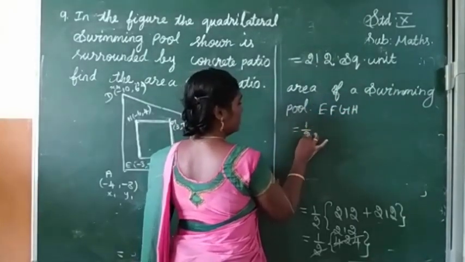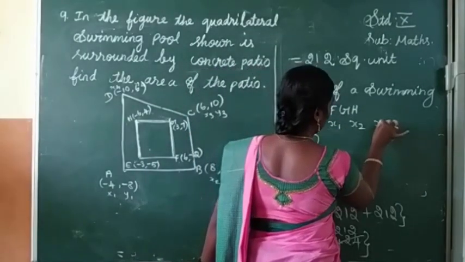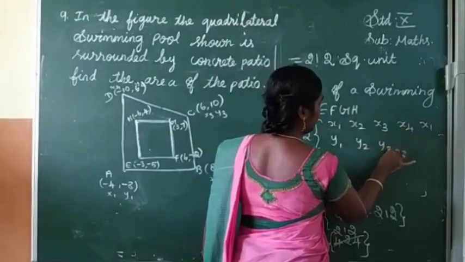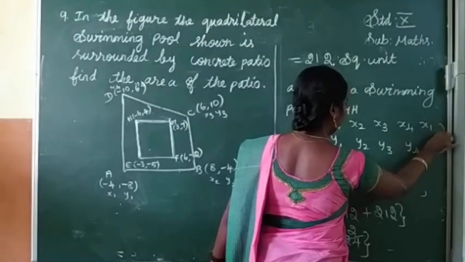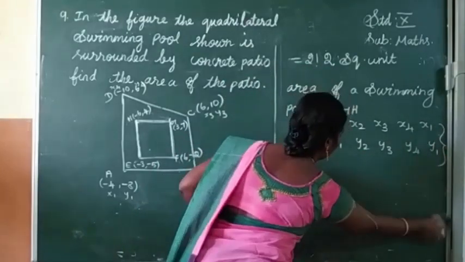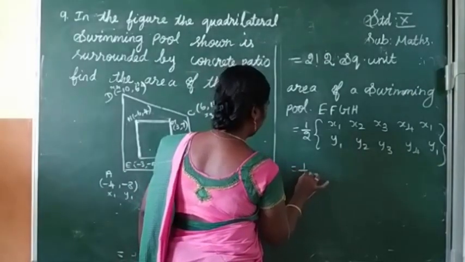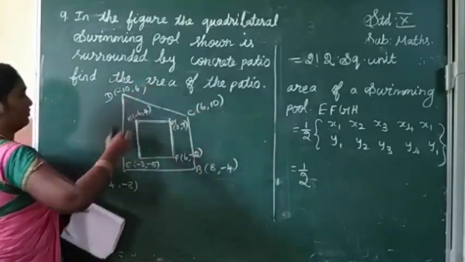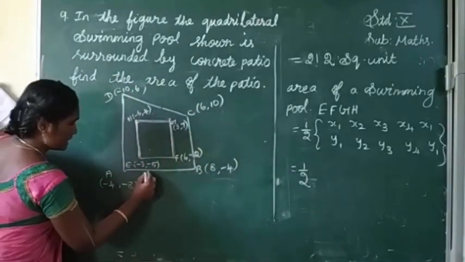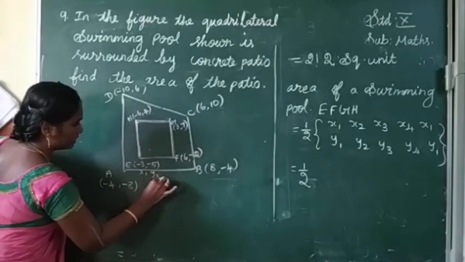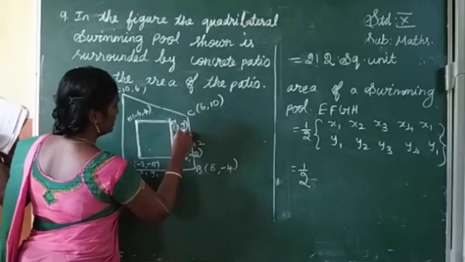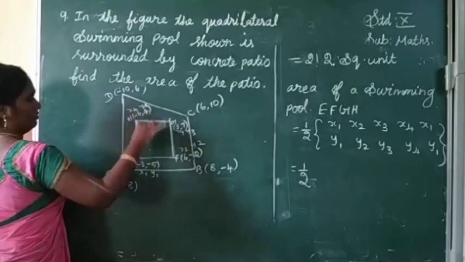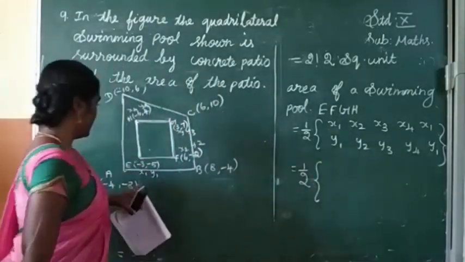Therefore the formula is half into x1, x2, x3, x4, x1, again y1, y2, y3, y4, y1. Then half into, just erase those x1, x2, y2 coordinates, because now we are going to find out the area of that swimming pool. So change, E is x1, y1, F is x2, y2, then G is x3, y3, then H is x4, y4. Then substitute the value.